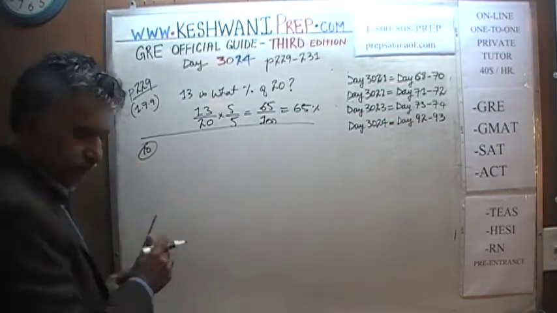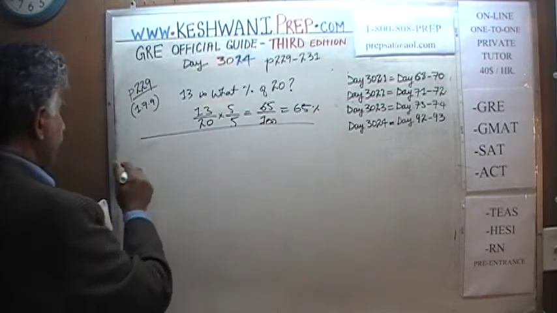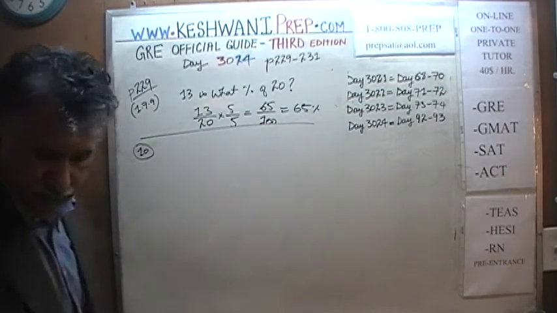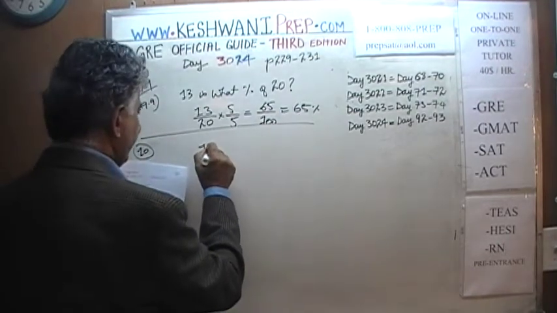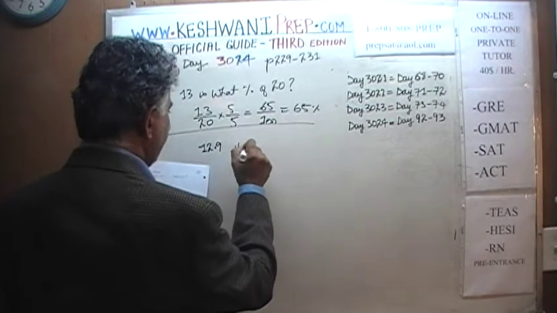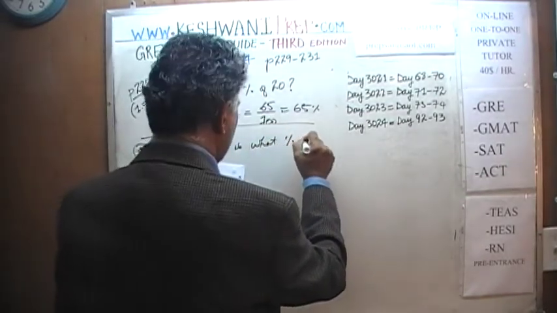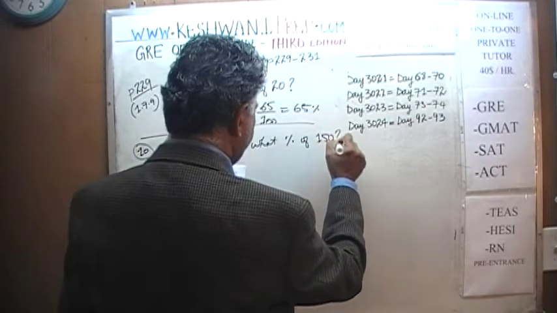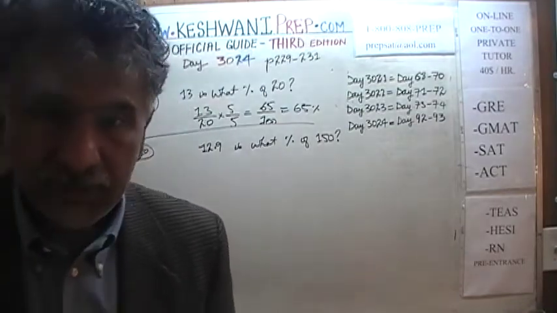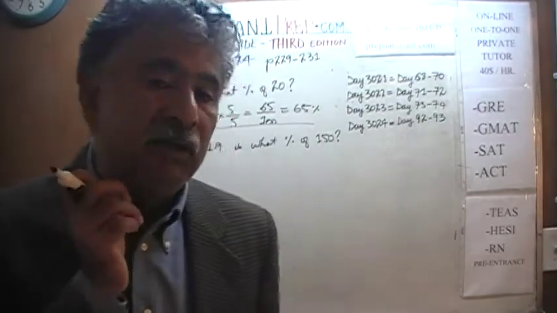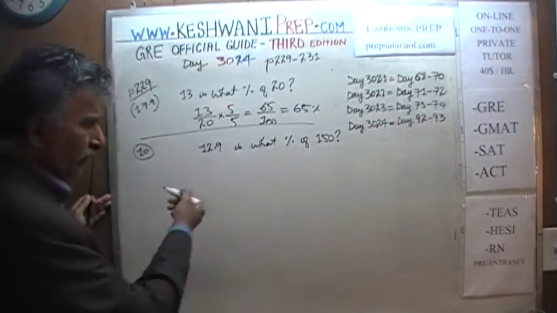Let's do problem number 10. It says 12.9 is what percent of 150? In something like this, we have no choice but to actually set it up in a classical way. We can't just take a shortcut like we did up here. So we're going to have to set it up as an equation.